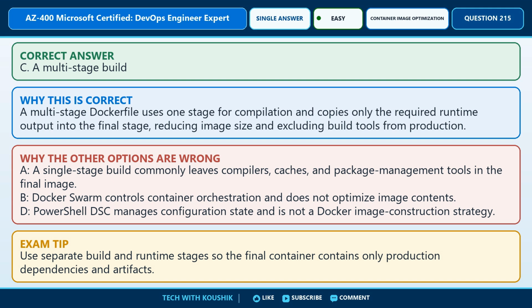Why are the other options not correct? A. A single-stage build commonly leaves compilers, caches, and package management tools in the final image. B. Docker Swarm controls container orchestration and does not optimize image contents. D. PowerShell DSC manages configuration state and is not a Docker image construction strategy. Exam tip. Use separate build and runtime stages so the final container contains only production dependencies and artifacts.